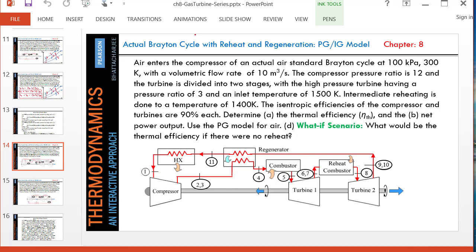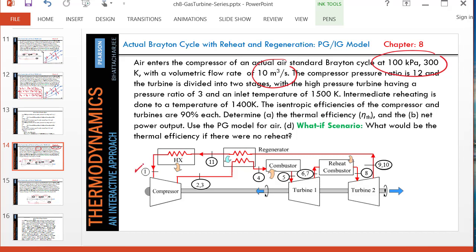Hello and welcome. This is quite a complicated problem, an actual Brayton cycle with reheat and regeneration. So let's see what information is supplied. The inlet conditions are given to us, the volume flow rate is given to us. So state 1 is completely known.